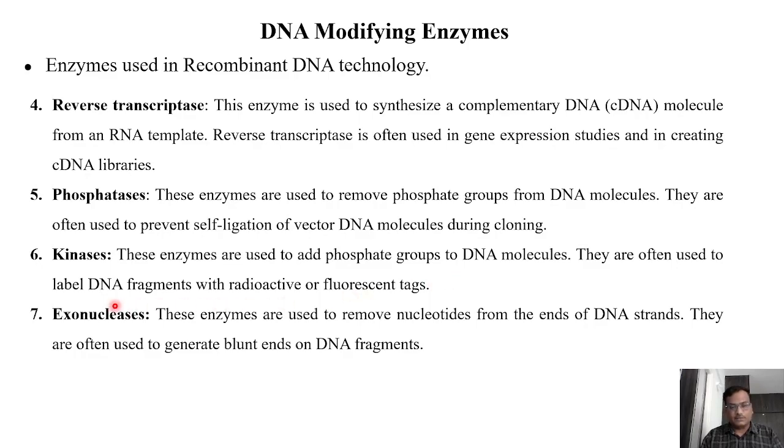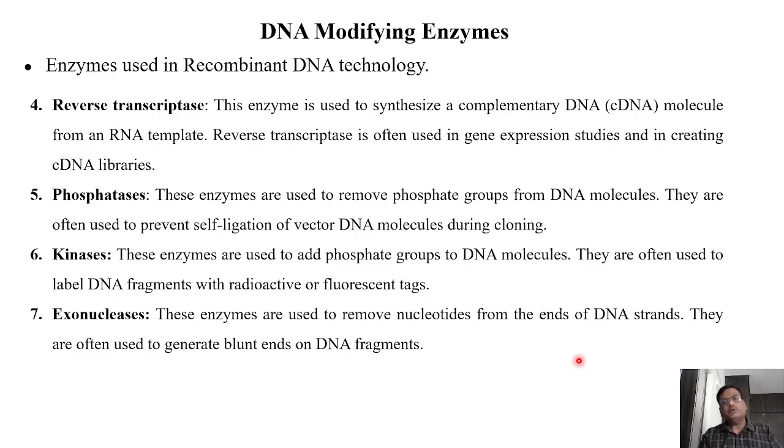Then exonucleases. These are the enzymes which are used to remove nucleotides from the ends of DNA strand. They are often used to generate blunt ends of DNA fragment. Exonucleases cut the DNA from the end and they create blunt ends, right? Whereas endonucleases cut the DNA in between, and they create sticky ends. So that is the difference between endonuclease and exonuclease. Exonucleases are also used for gene manipulation technique or recombinant DNA technology.